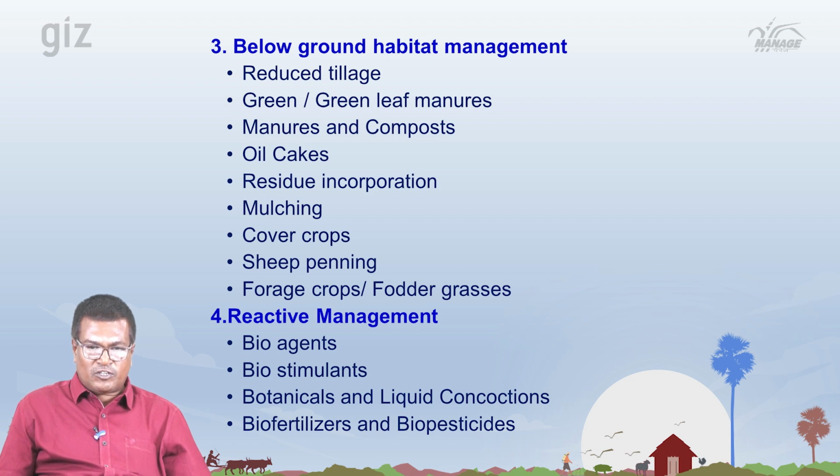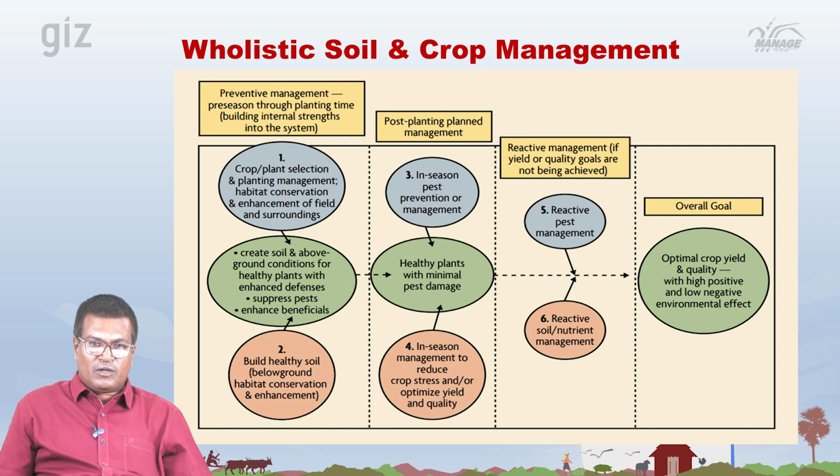So here, from the ecological management perspective, it should start with the use of bioagents, and then biostimulants, botanicals and liquid concoctions, biofertilizers and biopesticides likewise. And hardly should you use chemicals, because they are a last resort, if nothing works, then you can go for chemicals. So when we put all these together holistically, we can see this as soil and crop management, as preventive management, post planting management and reactive management. So with the overall goal of optimal crop yields and quality with high positive and low negative environmental effect. So this is the overall management system.